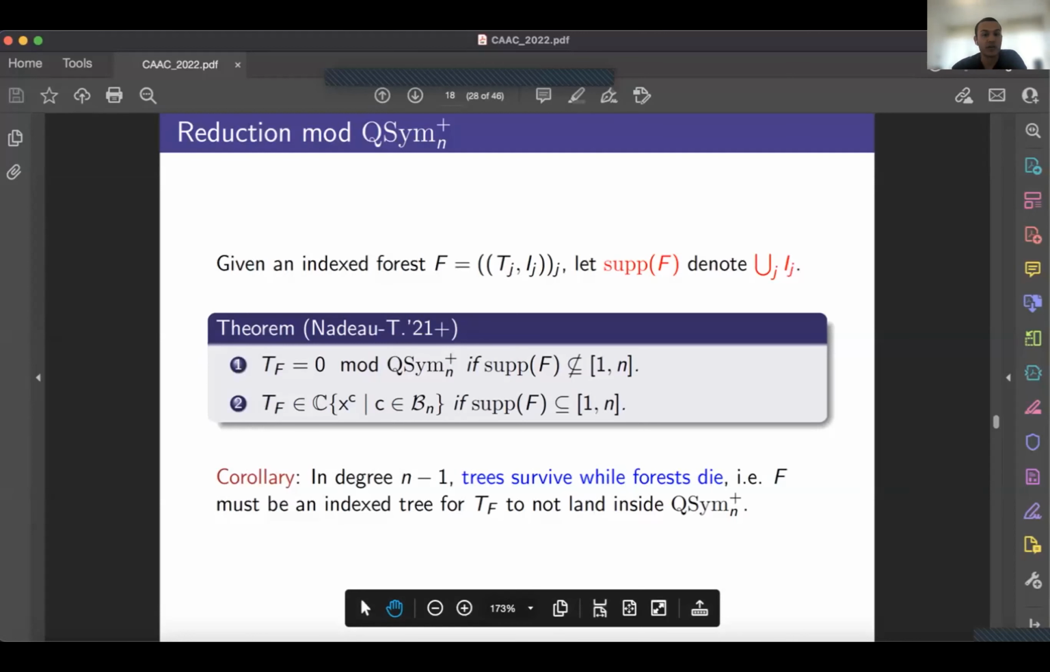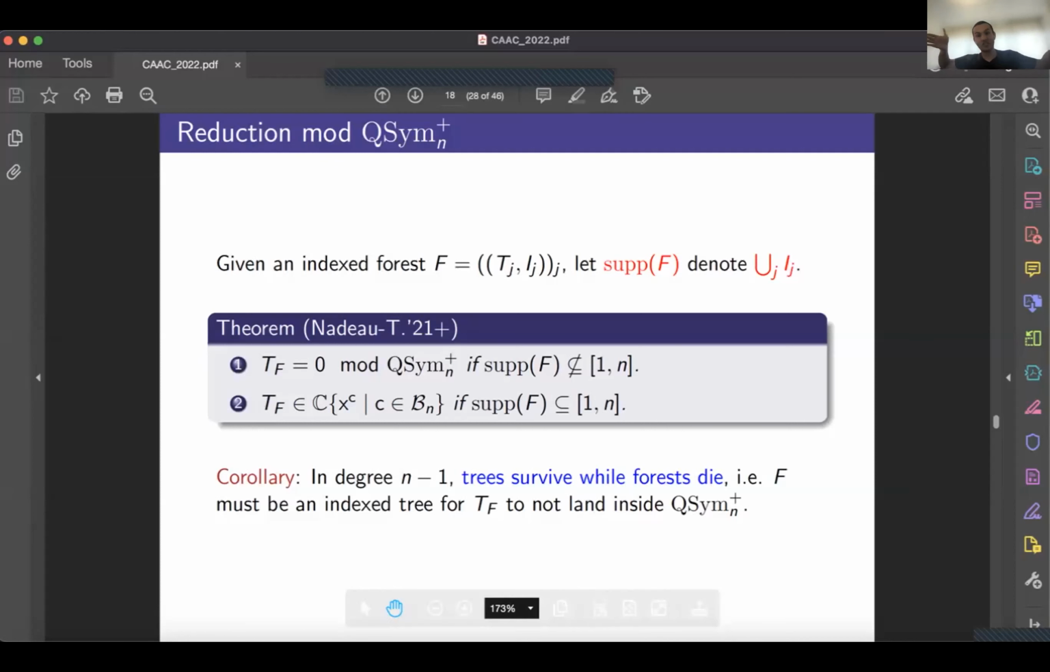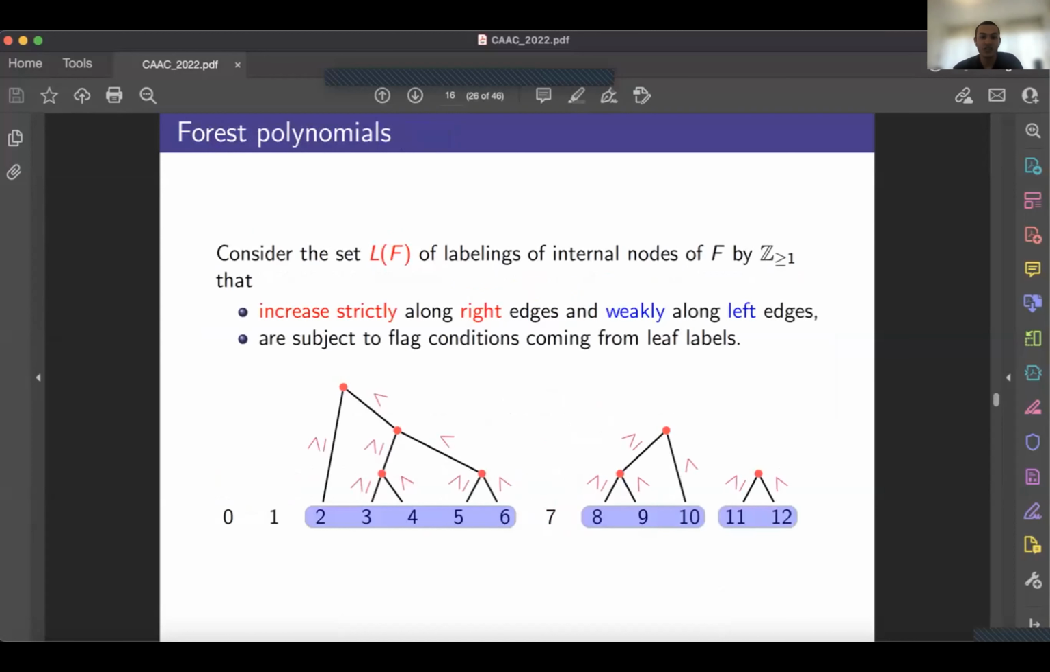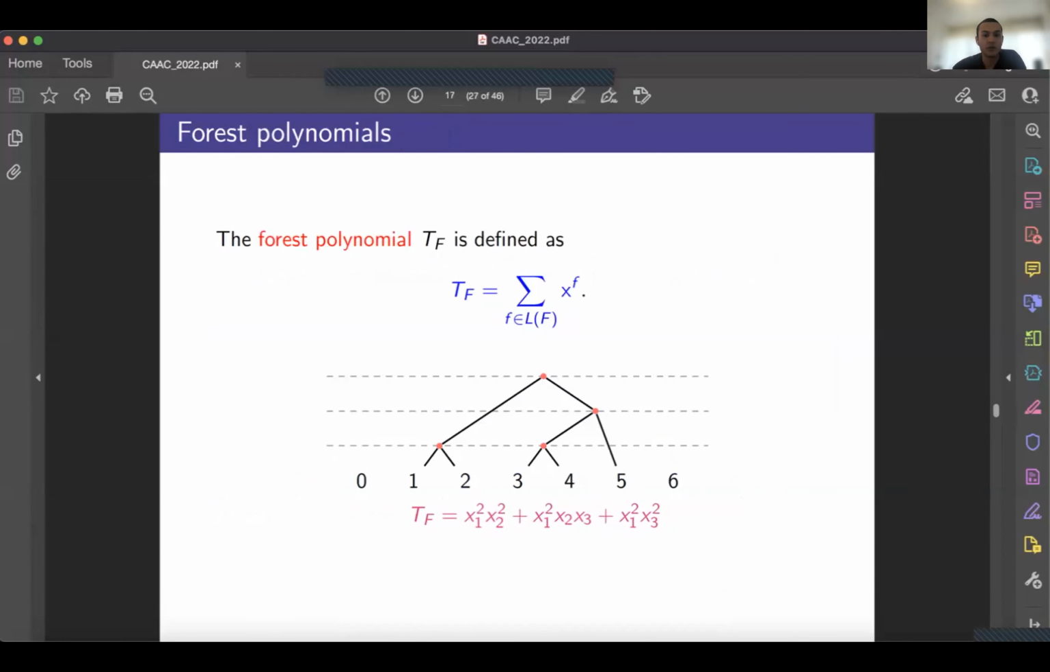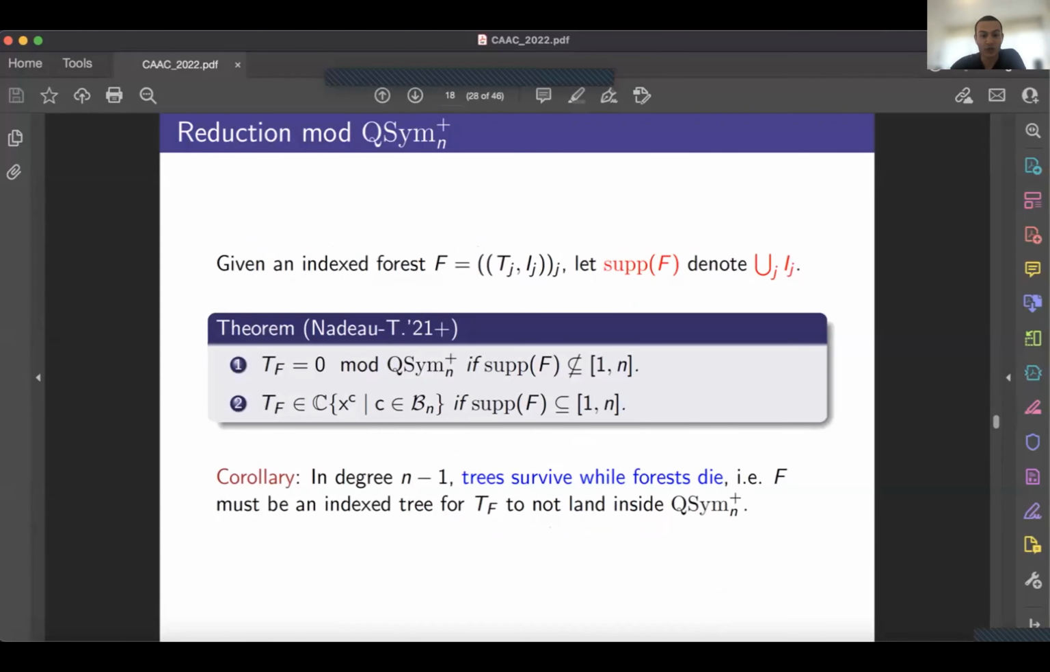Same thing with these forest polynomials. Either 0 if the support is too large. If the blue stuff from before is too large, then your polynomial is inside the quasisymmetric ideal. Otherwise, it doesn't need reduction. And in degree n-1, you notice that you don't need components. You only need honest trees. Those are the only ones that survive.